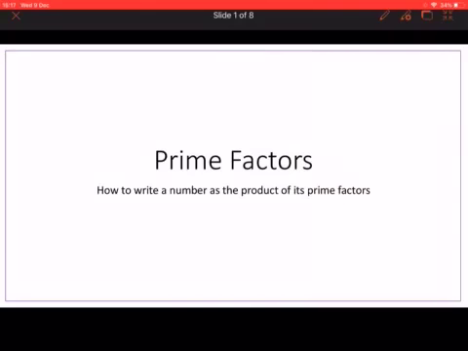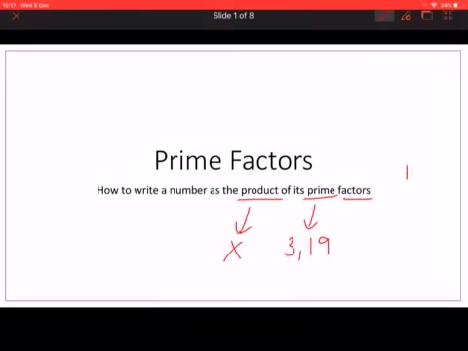In this video, we're going to look at how to write a number as the product of its prime factors. There's some key words here. Product, and that means to times. Prime. Now, a prime number is a number that's only got two factors, itself and 1. So, for example, some prime numbers are 3 and 19. And factor. And a factor is any number that times is to give you another number.